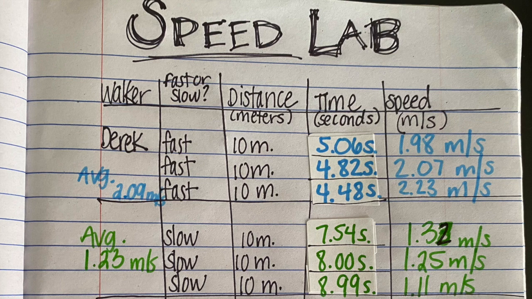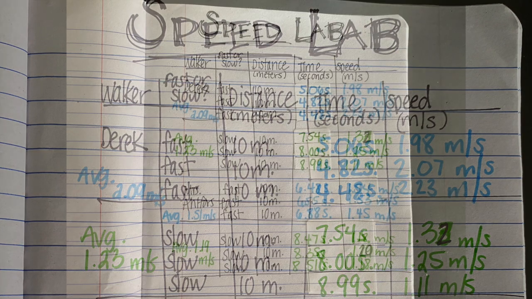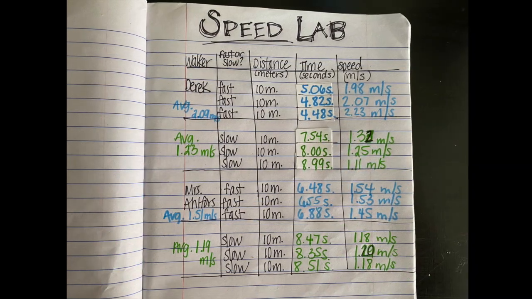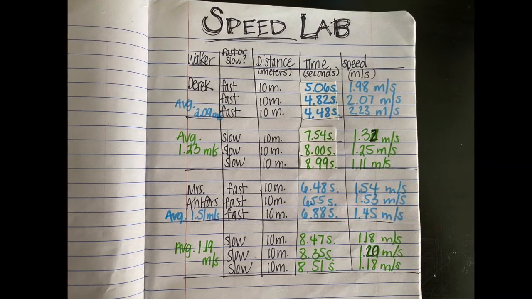All right, so now I can see his average speed when he was walking fast was 2.900 meters per second, and his average walking speed when he walked slowly was 1.23 meters per second. I'm going to find my walking speed average too. I can already tell Derek has a faster walking average than I do.